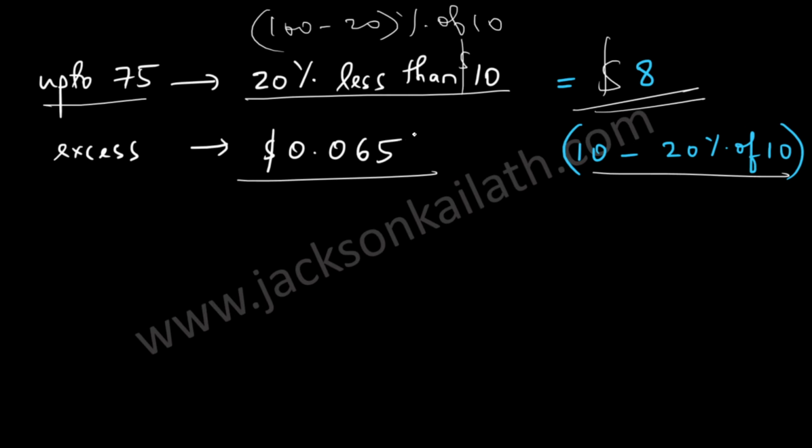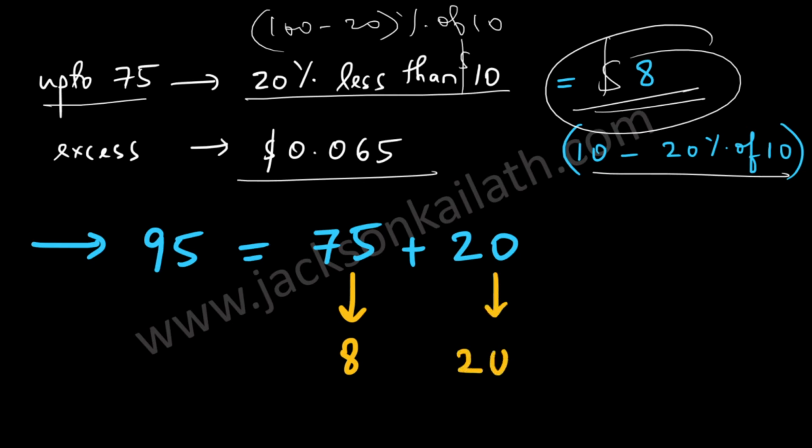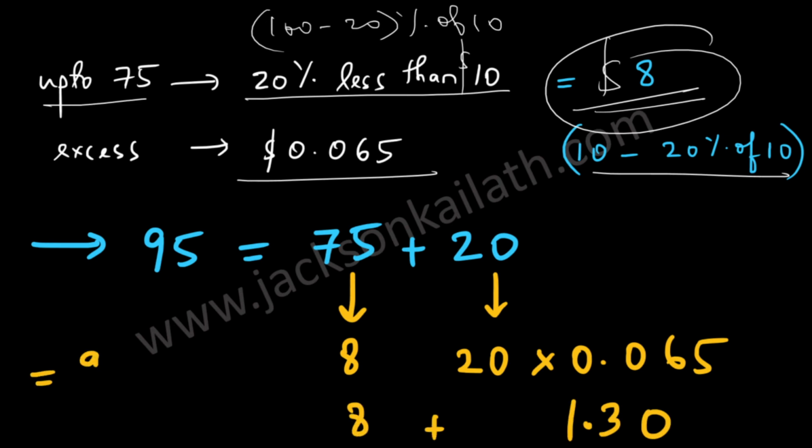So the total messages sent over here is 95. Now 95 is 75 plus 20. So for these 75 messages, the cost is $8. That's what we have found over here. Now for the remaining 20, it's 20 into 0.065. So that's the cost. Now we just need to add these up and we can find the answer. So 20 into 0.065 is equal to 1.3. So the answer is 8 plus $1.3, which is equal to $9.3, which is answer option A.